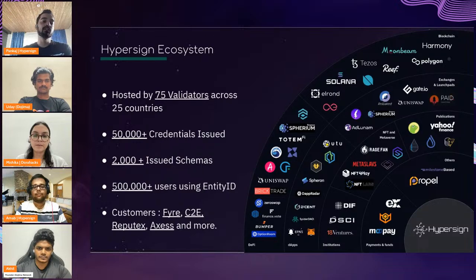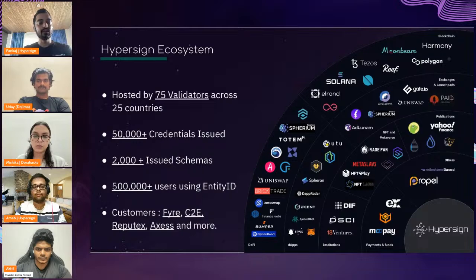Some of our customers are Fire. Fire is basically an online giveaway kind of tool. Say, for example, if you know about Gleam, it's something similar to that, but created specifically for Web3 companies. Fire is using Hypersign for user access management.